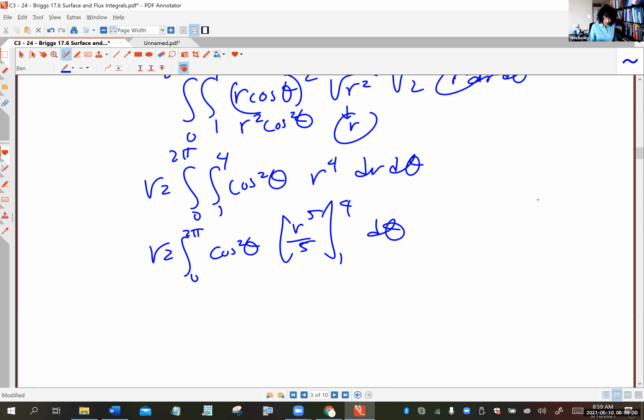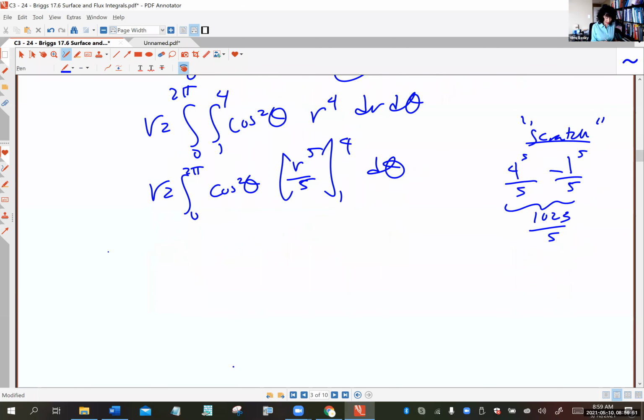So let's do a little bit of scratch over here. What the heck is 4 to the 5th power over 5 minus 1 to the 5th over 5? And it turns out it's 1,024 fifths minus 1/5, which is 1,023 fifths. Okay, well, it's a constant, so I'm just going to pull it out in front of my integral and then worry about integrating cos squared.